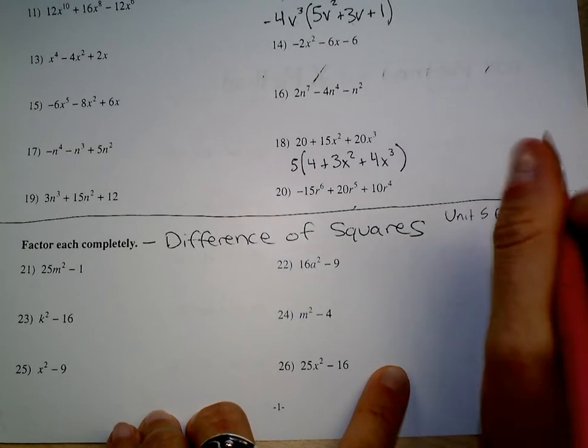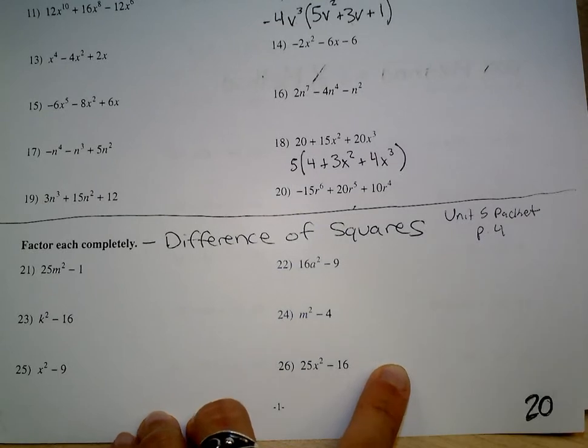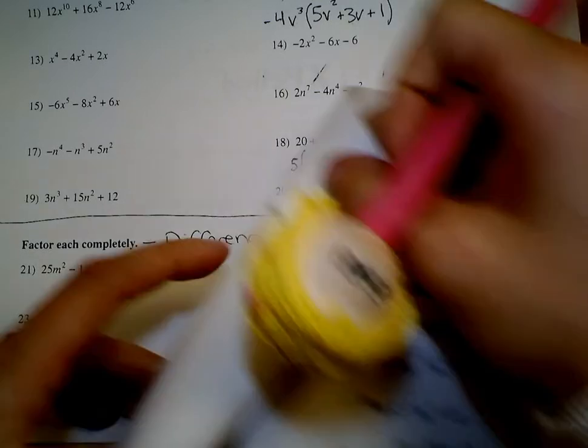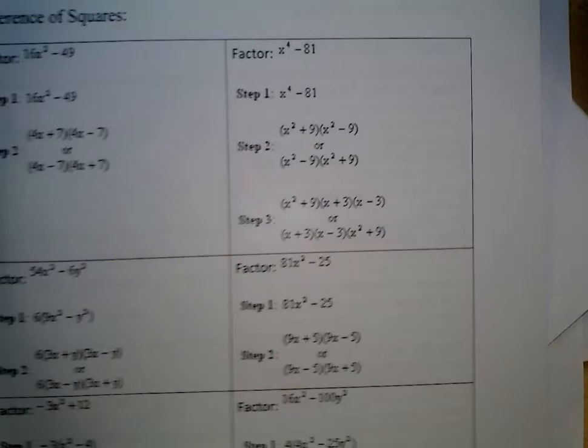and page 4. So this is what I want you to reference because I gave you some examples in the Unit 5 packet. So I'm getting out my Unit 5 packet now, switching gears a little bit. This is the Unit 5 packet, page 4. Okay, difference of squares. Let's look at these examples.